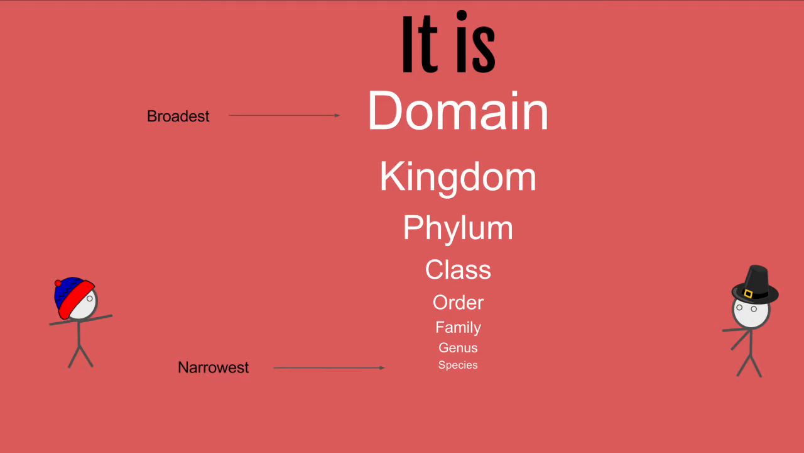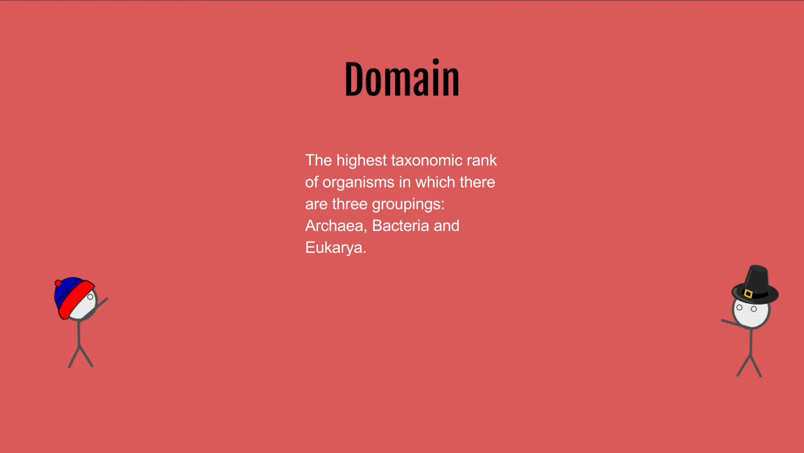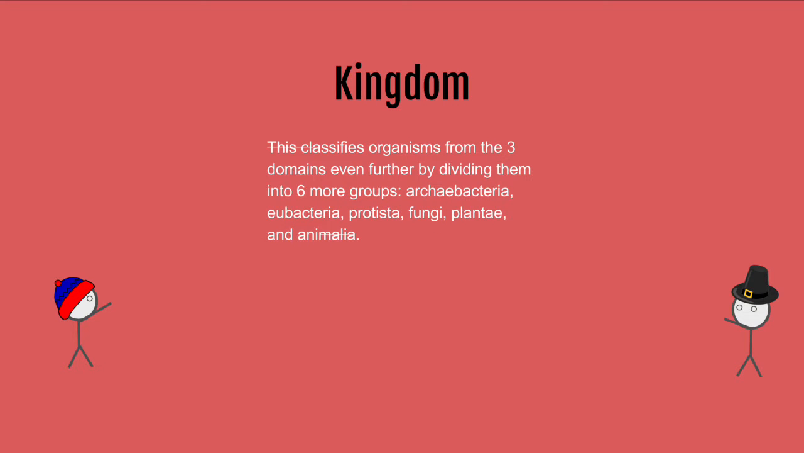Let's try to see if we remember, starting with domain. Okay, I'll give it a shot. Well, domain is the highest taxonomic rank of organisms, in which there are three groupings: archaea, bacteria, and eukarya. Right. And kingdom classifies organisms from the three domains even further by dividing them into 6 more groups.